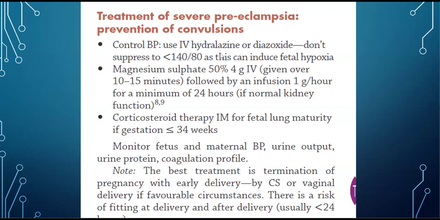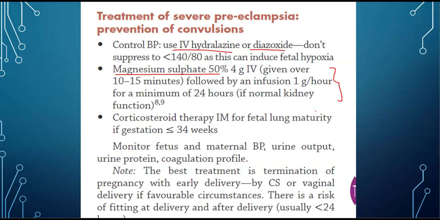And eclampsia is not good for a pregnant patient at all. So what we do for a patient who has got features of severe preeclampsia is you need to send them to the hospital, and the hospital will do a rapid control of blood pressure. So they are going to use IV hydralazine, they can use IV diazoxide, they can use IV labetalol. So those are the three common medications that can be used as an IV to bring down the blood pressure in severe preeclampsia. They will also use magnesium sulfate, which can prevent eclampsia or convulsion.